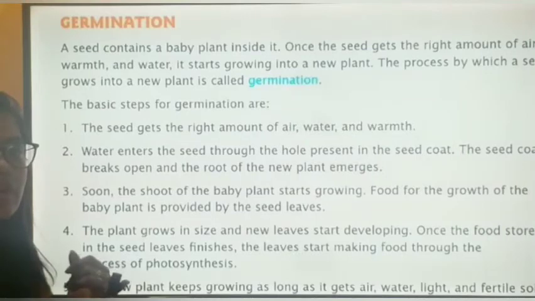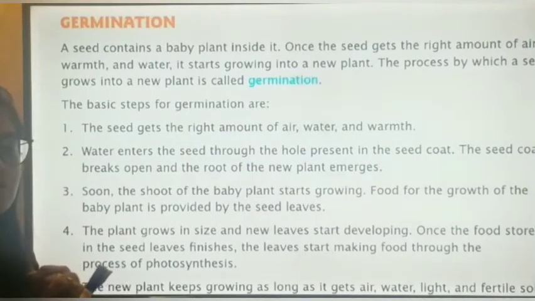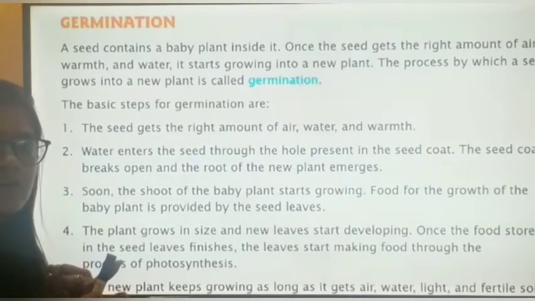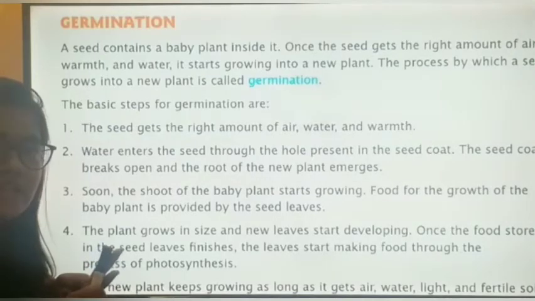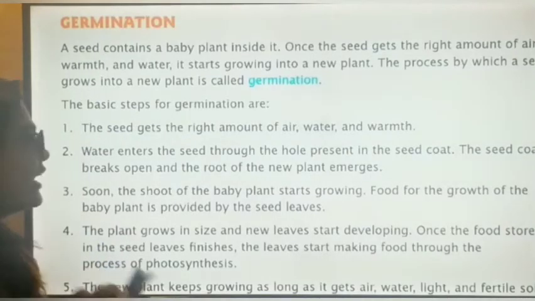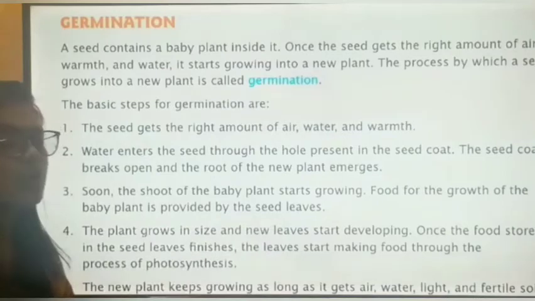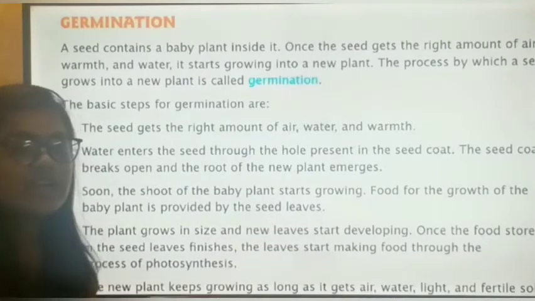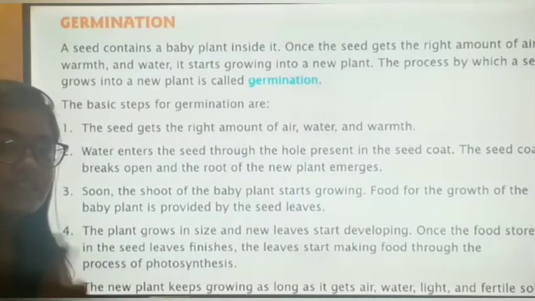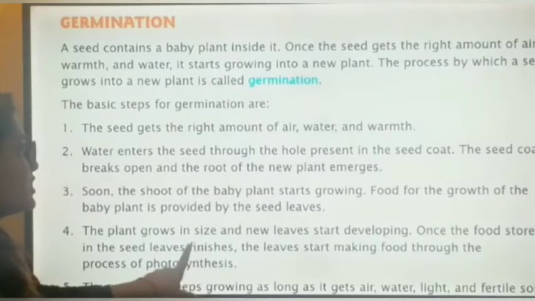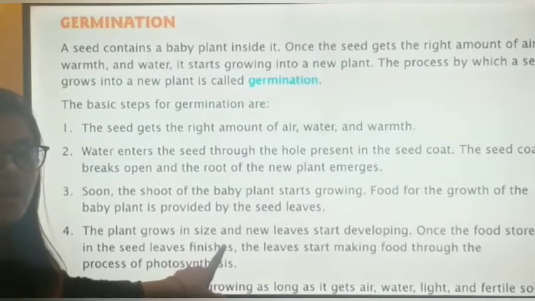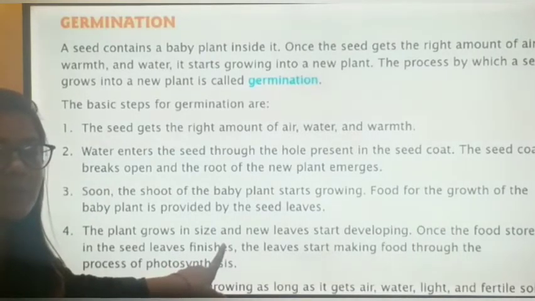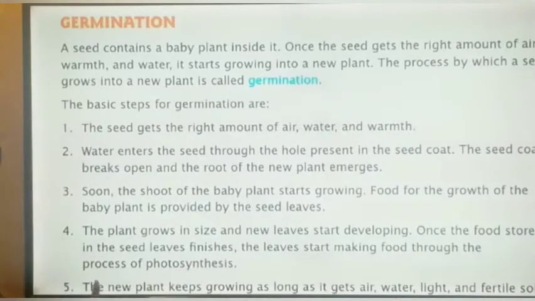The first organ coming out from the seed was the root, then the shoot, then the leaves. At this point of time, the seed leaves will provide them food. As soon as the food in the seed leaves is finished, the leaves which are growing from the seed will start preparing their food by the process of photosynthesis.